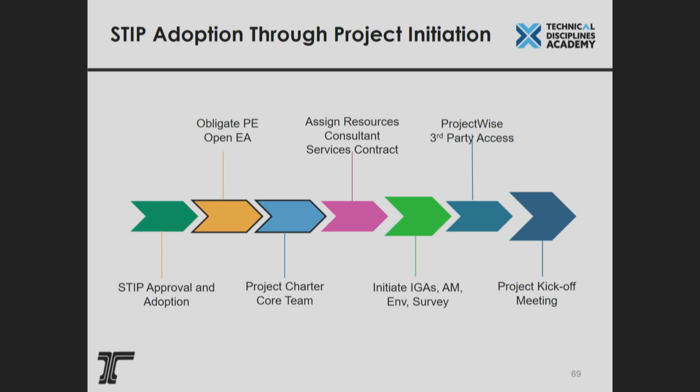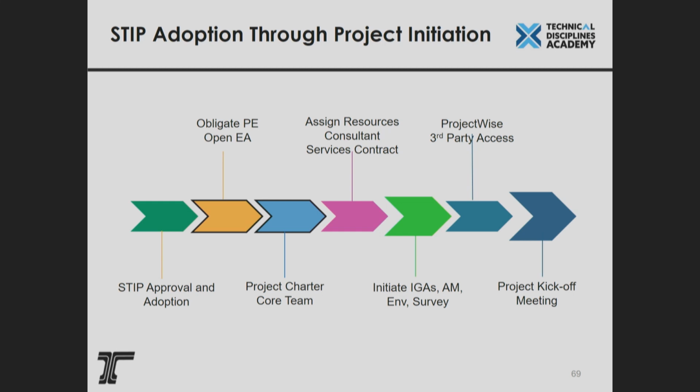There was a draft project charter put together by the project leader that's in our scoping folder. That will start to be worked on. He'll assemble a core team, assign resources, and start the process for consultant services for those folks who are utilizing consultant services contracts. That could take 3 months, 6 months, whatever it's going to take. Initiate IGAs, access management, environmental survey, and the project kickoff meeting.